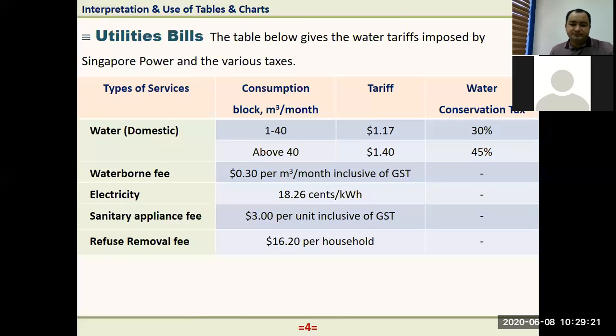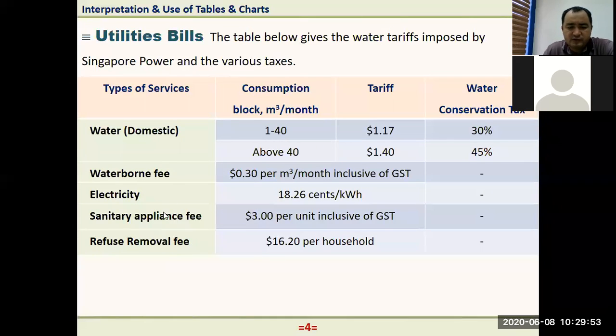Anyway, gentlemen, here we have a table. As we know, the table consists of columns, 1, 2, 3, right? Here we have tables, columns, and the rows, right? Types of services. What are these? Water, domestic, waterborne fee, and electricity, sanitary appliance fee, refuse removal fee.